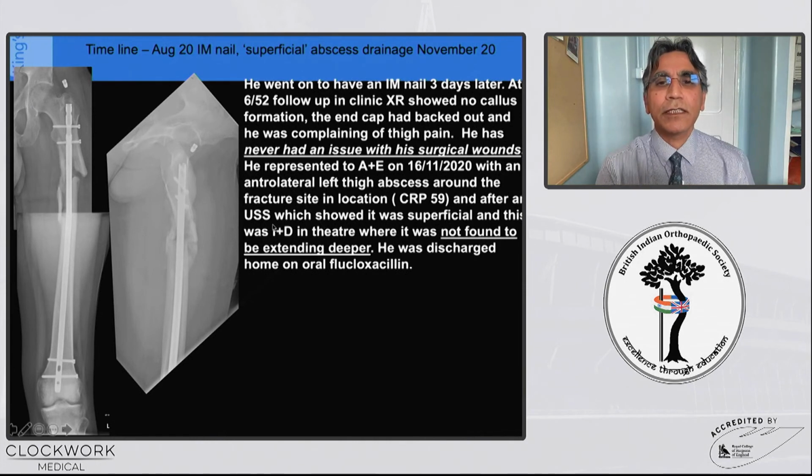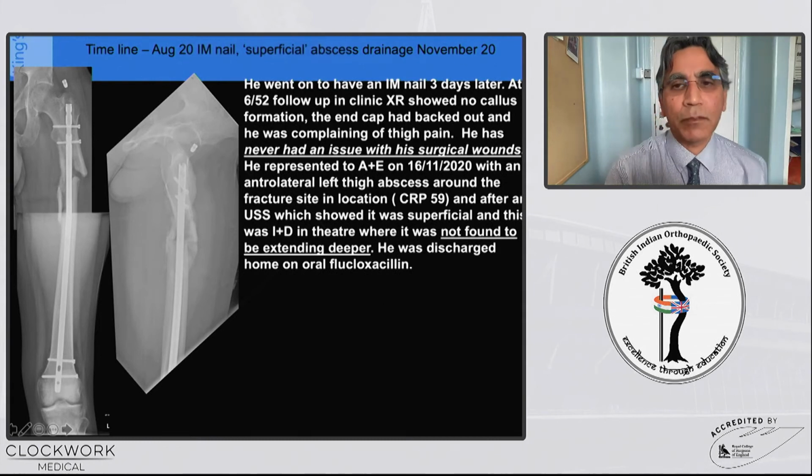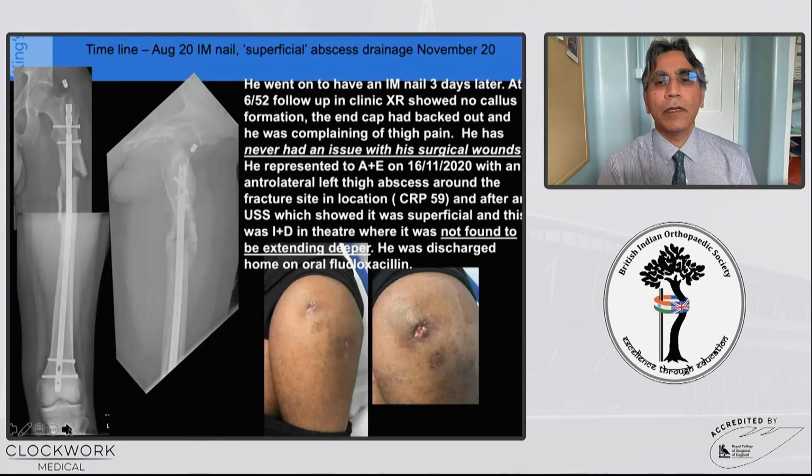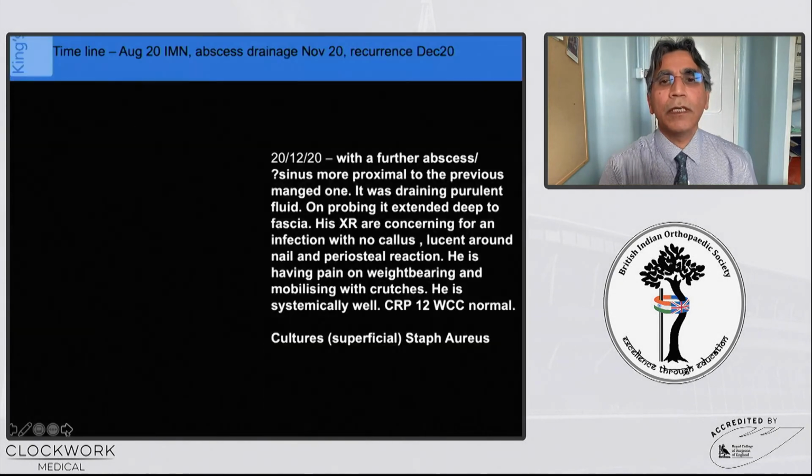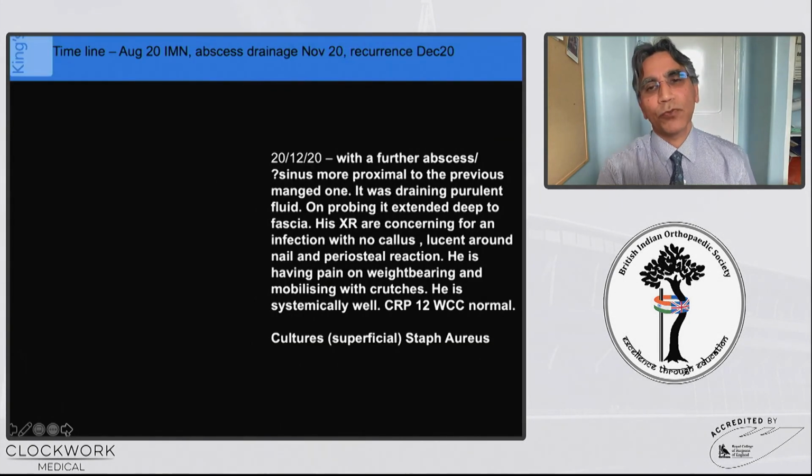See, they again did the ultrasound. I don't know how they got to that, and just said it was superficial. And this was drained in theater, and they went on to say, well, this is superficial infection, give him antibiotic. So that's his sinus. Soon after abscess drainage, there was another one somewhere else, and then he started forming sinuses through those surgical wounds of the locking sites. Okay, then further abscess formed.